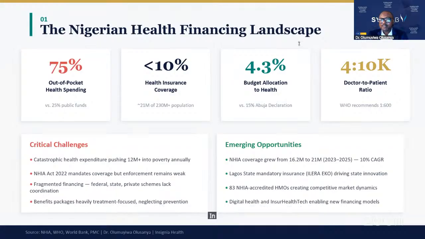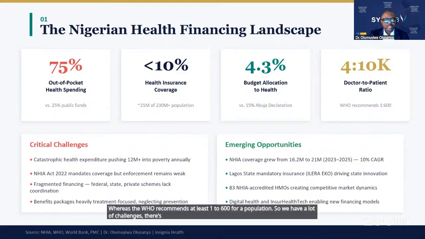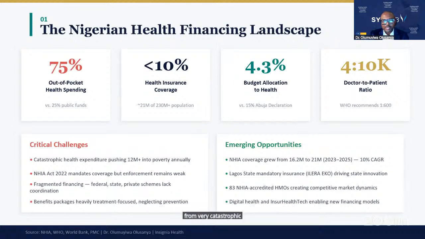In Nigeria, we have a doctor-to-patient ratio of 4 to 10,000, whereas the WHO recommends at least 1 to 600 for our population. So we have a lot of challenges. There's no doubt about that. Every year, about 12 million Nigerians are pushed into poverty from very catastrophic healthcare expenditure that they have to bear out of pocket, and this is not acceptable.